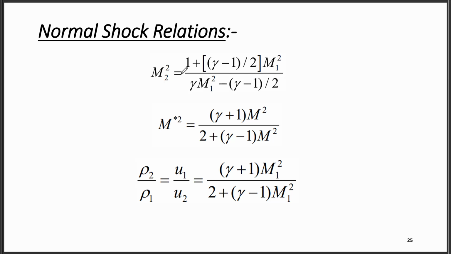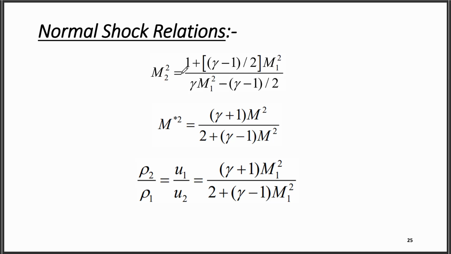M2 squared equals [1 plus (gamma minus 1) by 2 times M1 squared] upon [gamma M1 squared minus (gamma minus 1) by 2]. And M star is given by M star squared equals (gamma plus 1) M squared upon 2 plus (gamma minus 1) M squared.